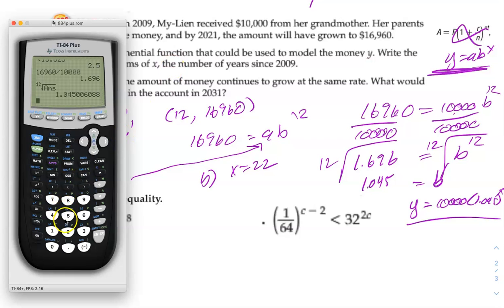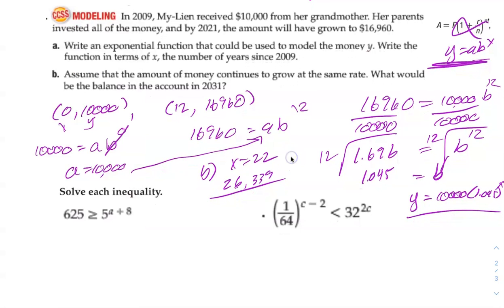So if we do this in the calculator, it's going to be 10,000 times my answer here, plugging it in for 22 years. I get $26,339. So there we go. That's the answer. That's a little weird, but that's the answer.